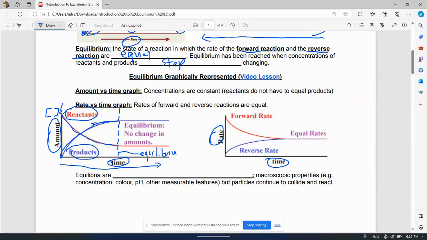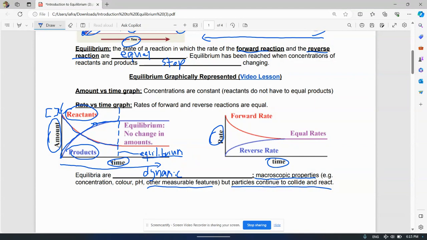Once again, it doesn't mean that your reaction has really stopped. It just means the rate of the reverse and forward are now equal to each other, so it looks like nothing's happening. For that reason, we say that equilibria are dynamic. It means that on the outside, the macroscopic properties stop changing, like color changes stop, concentration changes stop, other measurable features stop, but the particles are still colliding and reacting just at equal rates, so it looks like nothing is happening. So that's one graph you can look at.